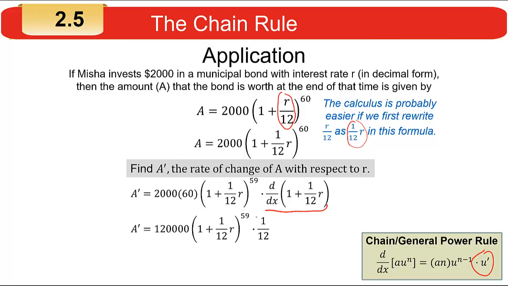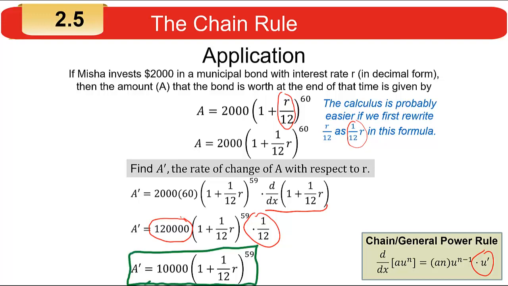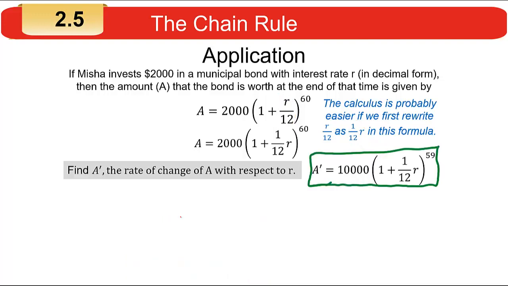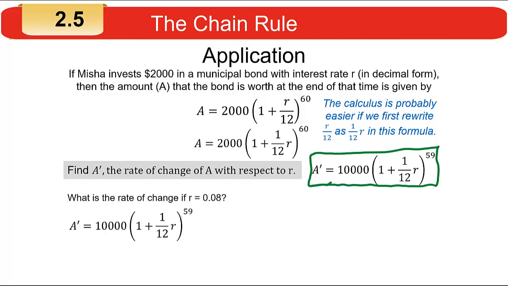And of course, if you want to simplify it a little bit, you can multiply the two numbers together, and multiplying by 1/12 is like dividing by 12, so either way you do it, you end up with 10,000 times the quantity 1 plus 1/12 R to the 59th power. And that's the answer to that question. I do want to ask a second question related to this, though. What is the rate of change if R is equal to 0.08? In other words, 0.08 is 8%, written as a decimal. All you have to do is plug 0.08 in for R and calculate.